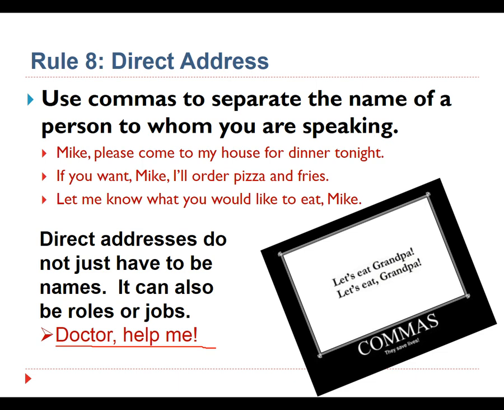This graphic can help you remember the rule. In the first sentence, we're eating Grandpa for dinner. In the second sentence, we're calling Grandpa to come eat dinner. That's a big difference.